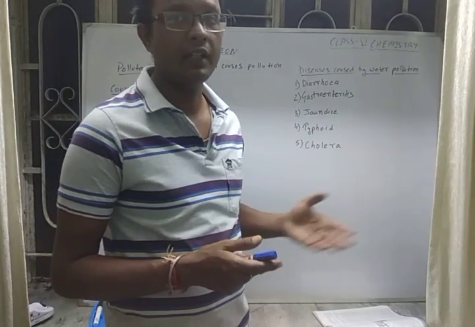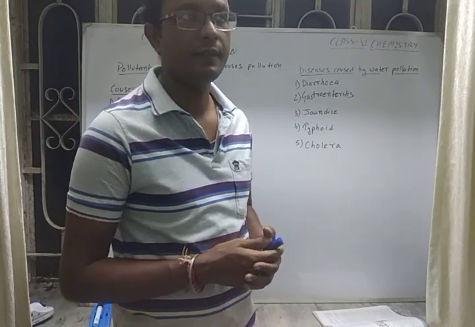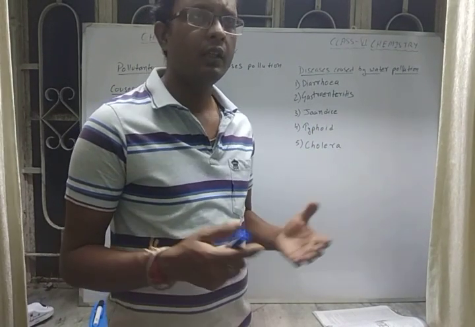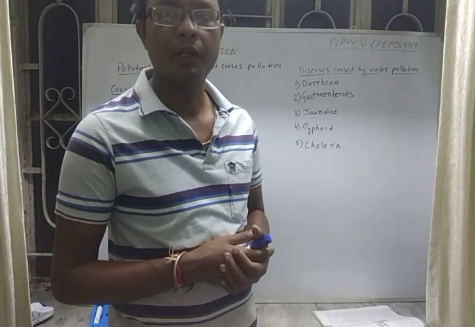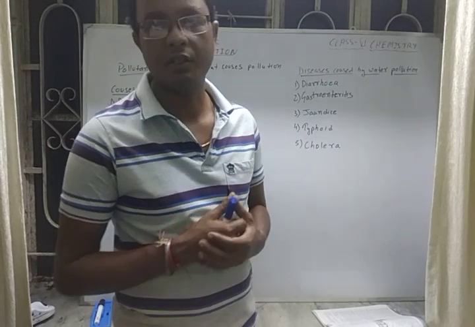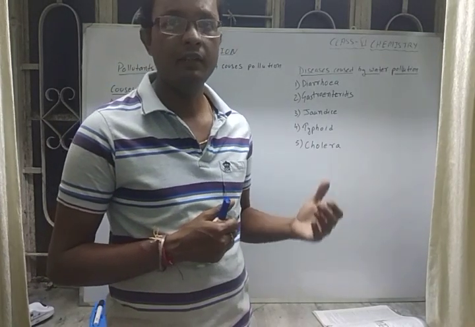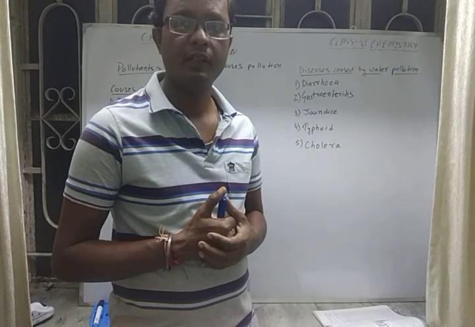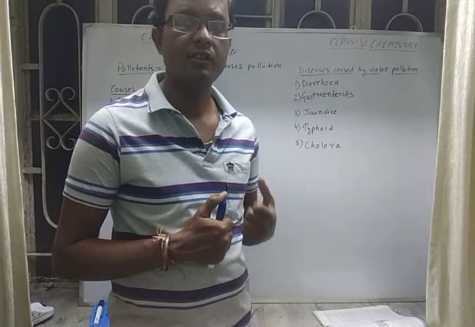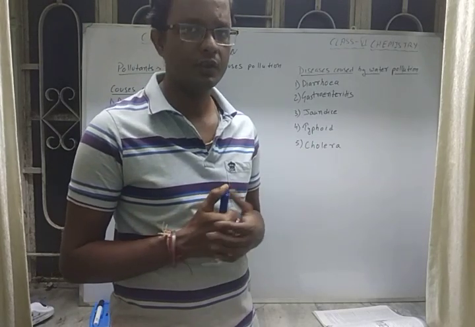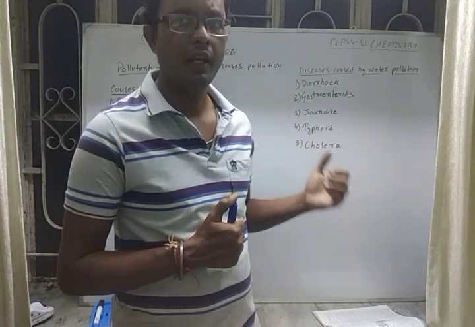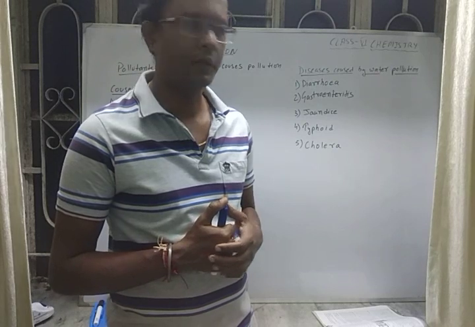Next is typhoid. Again, typhoid is a waterborne disease. If there is typhoid, then what happens? There will be stomach pain, tremendous stomach pain, and tremendous high temperature fever. These are the main symptoms of typhoid: high temperature and tremendous stomach pain. Sometimes loose motions and vomiting are also there, but mainly high temperature and tremendous stomach pain.